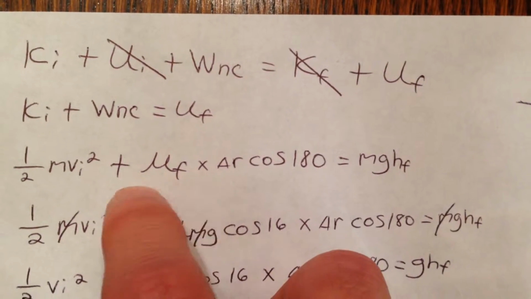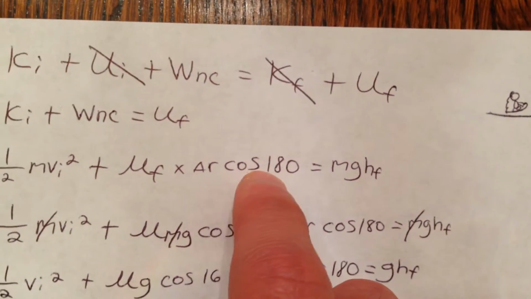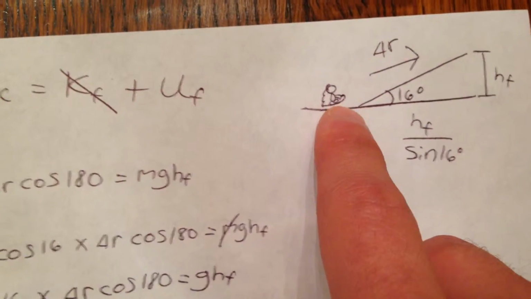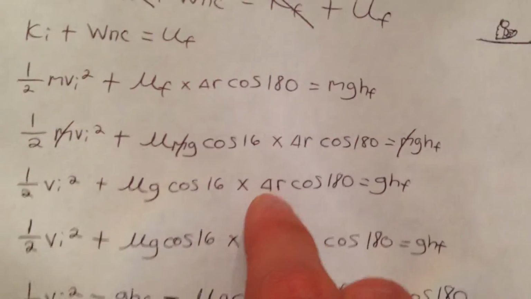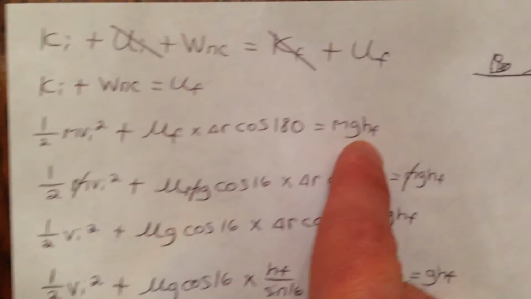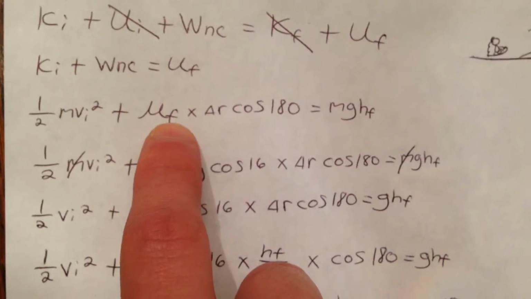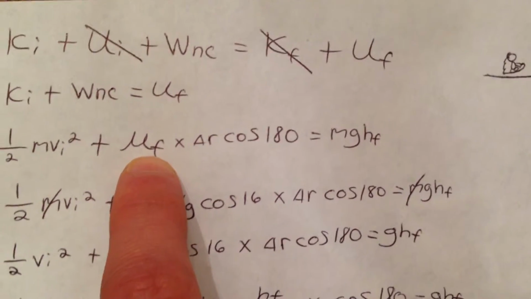This is the friction right here. Friction times distance multiplied by the cosine of 180. It's 180 because she's moving in a straight line at this point, so it's 180. And of course mgh_f.